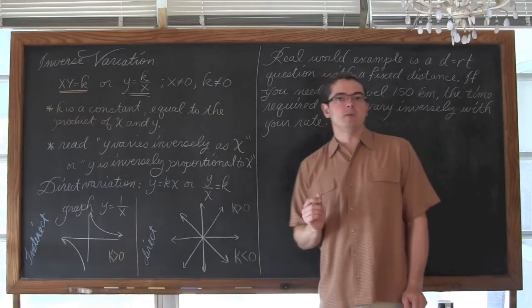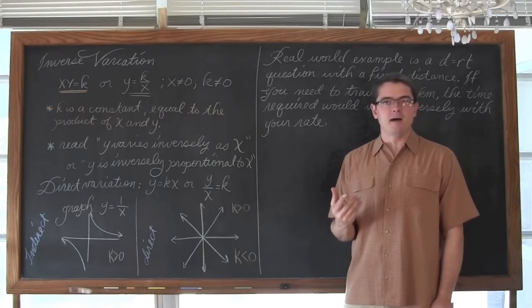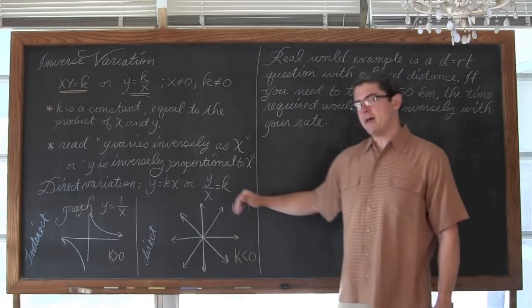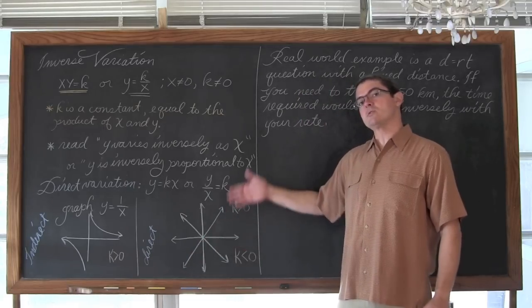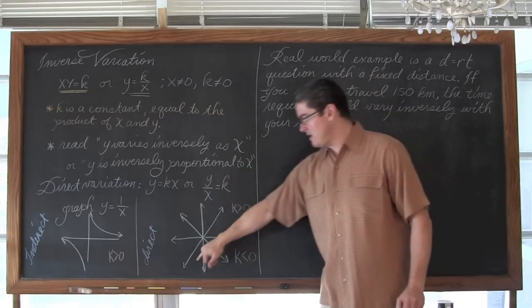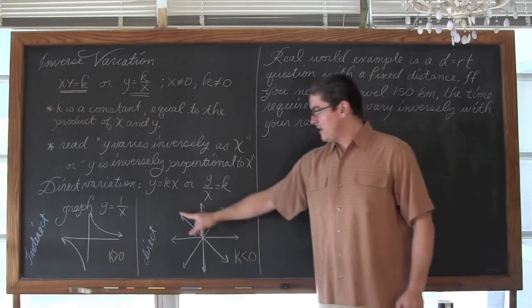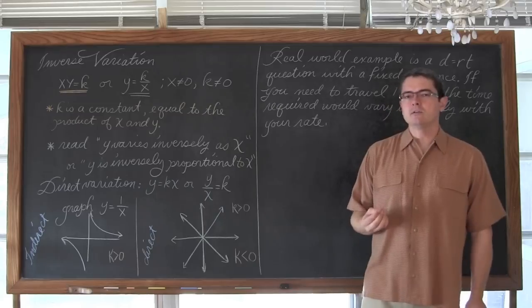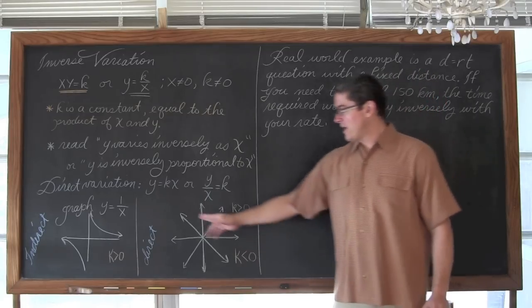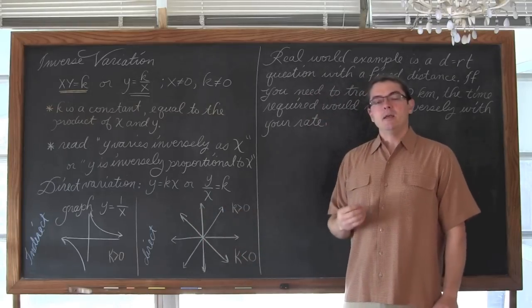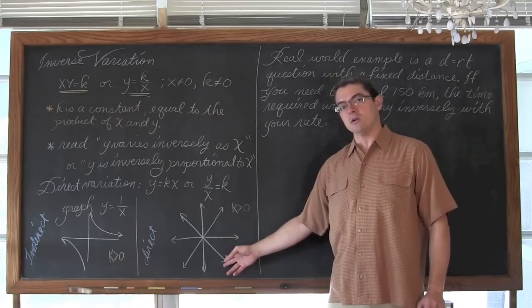Now, most of these problems do have k values that are positive. So we get into a bad habit of saying direct variation is when one variable gets bigger, so does the other variable. But that's only the case when we have a k value which is positive. If we have a k value which is negative, and I included one of those examples in my video on direct variation, it is possible to have a negative slope in direct variation, or in other words, as one variable gets bigger, the other one gets smaller.